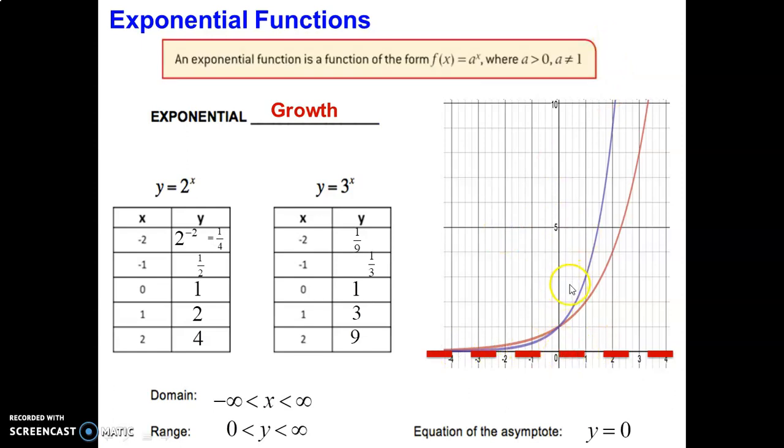Another key thing about these graphs is that they both pass through the point (0, 1). And the reason is we see that point right here, (0, 1). When you put 0 in the exponent here, you're always going to produce 1. So all these graphs will pass through (0, 1).